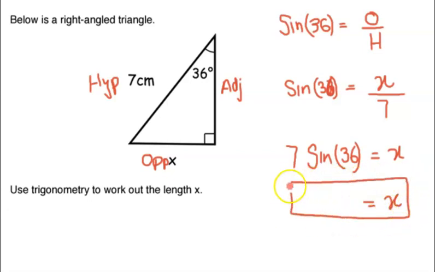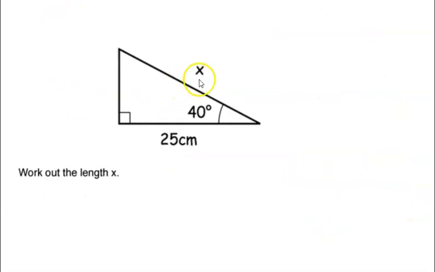When you find the value of x, you look at the units here. Whatever units are here, that will be the same unit, centimeter. Anyone got a value for 7 sine 36? So 4.11 centimeter.